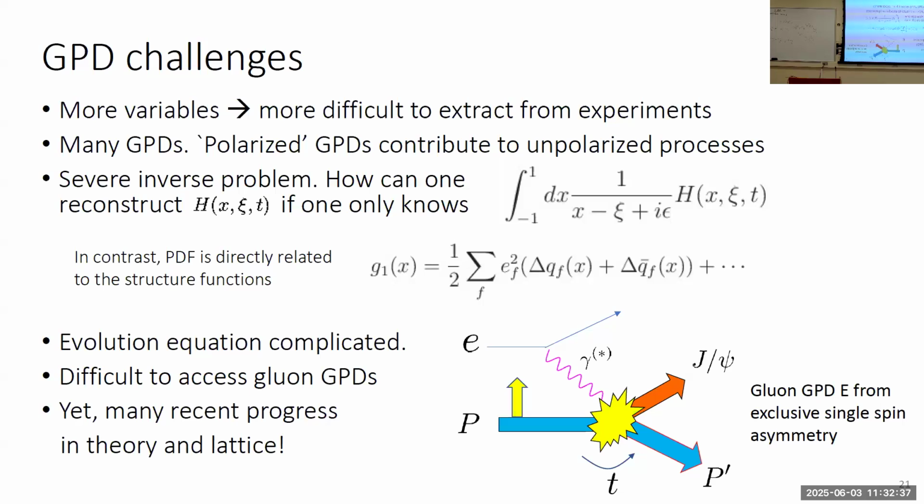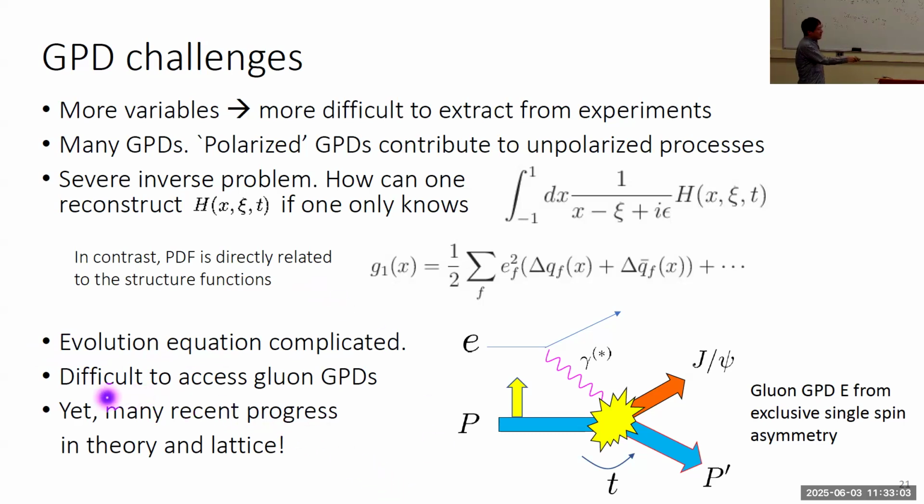And there are ideas to get around this in the community, but I don't have time to show you. Another complication is that the evolution equation is complicated. In the case of PDF, you just have the DGLAP equation, which is complicated, but manageable. But in the case of GPD, the evolution equation is much more complicated. I don't want to show you. Even the leading order evolution is complicated.